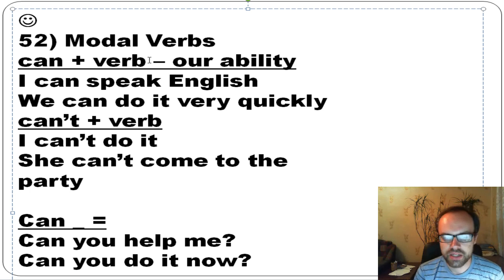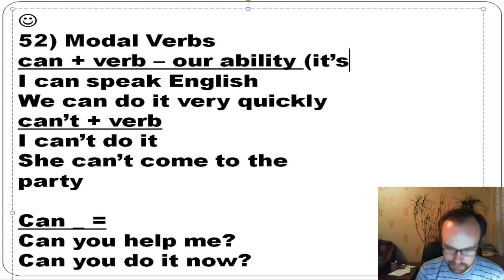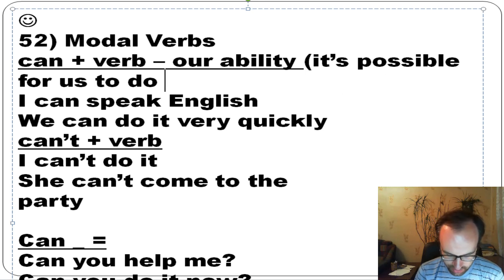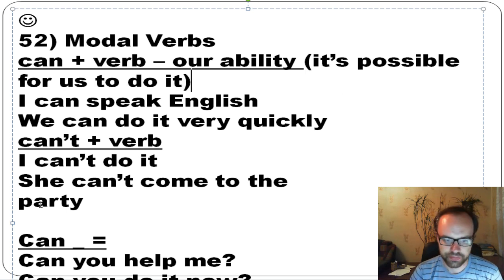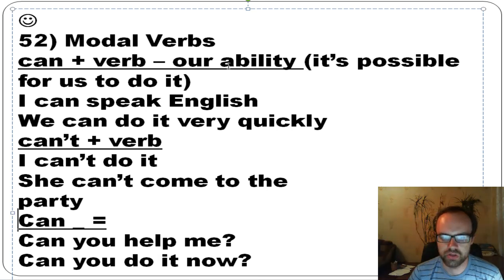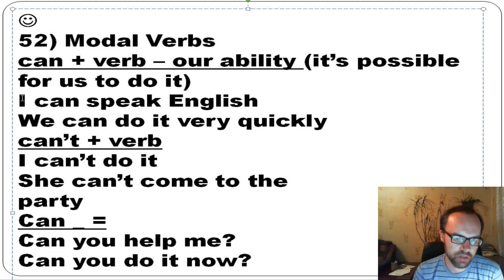It means that it's possible for us to do it. Okay? So it's possible for us to do it. So we can do it. I can speak English. So it means it's possible for me to speak English. I can speak English. Next, we can do it very quickly.